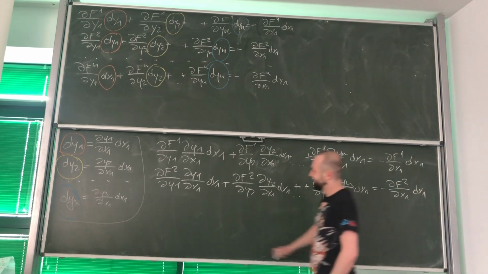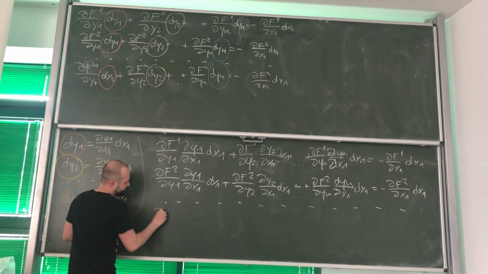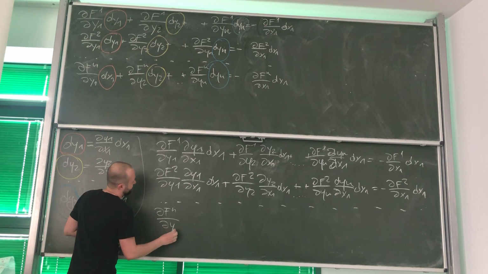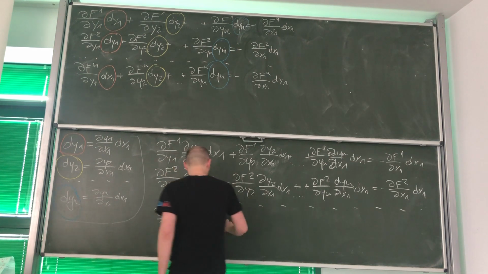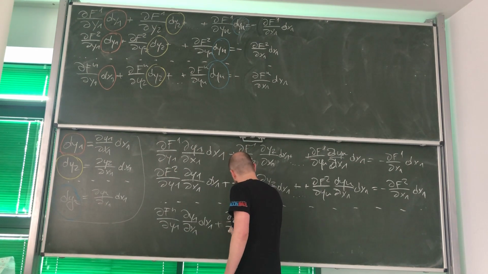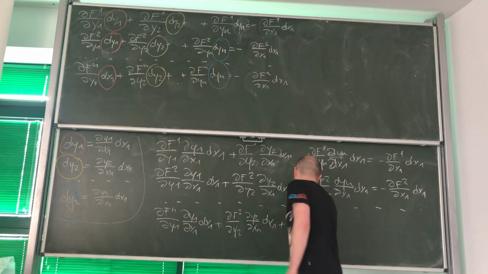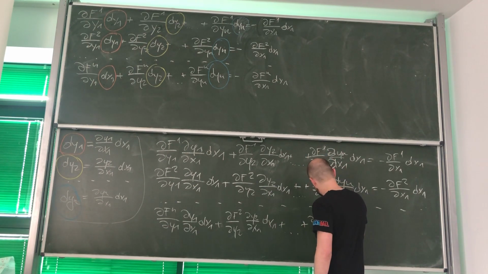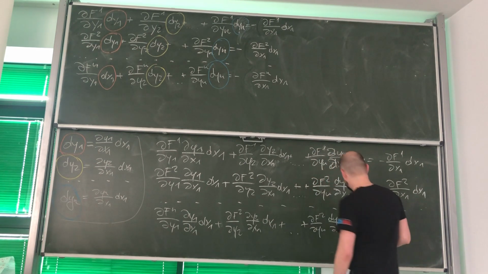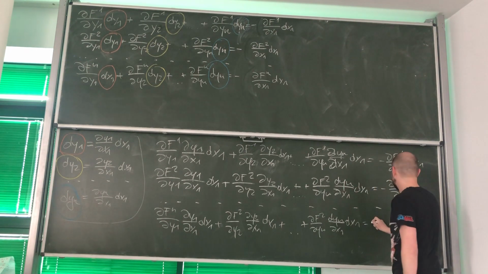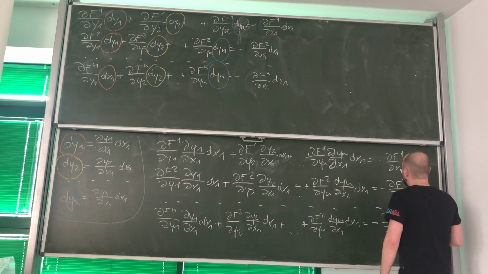Okay, now the final equation goes as dfn over dy1 times dy1 over dx1 dx1, plus the derivative of the function with respect to y2, times the derivative of y2 with respect to x1 dx1, and so on, up to the negative derivative of fn with respect to x1 dx1.